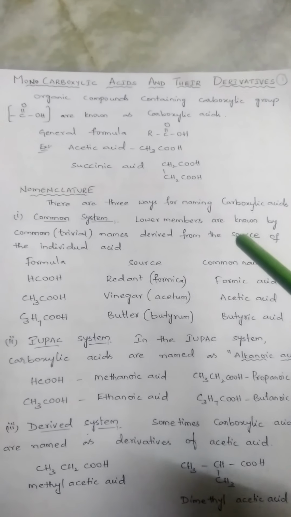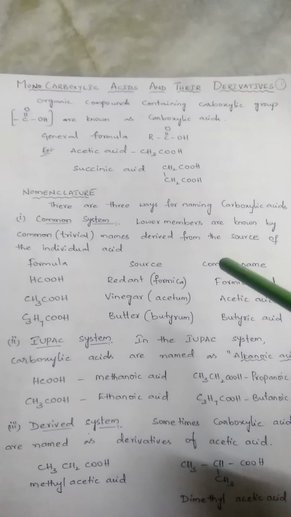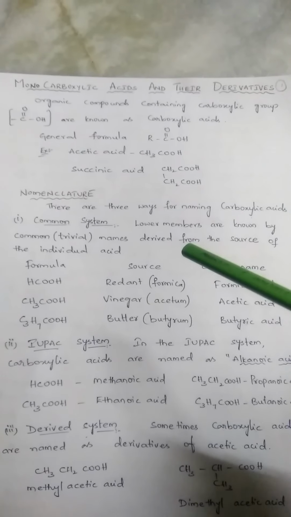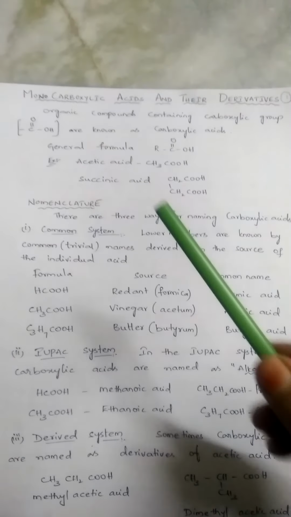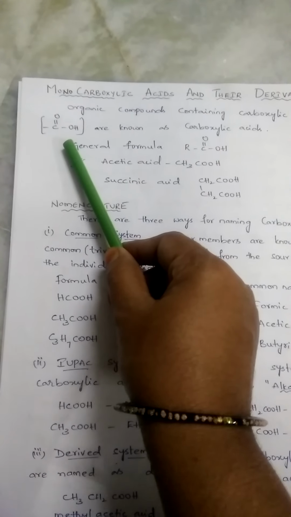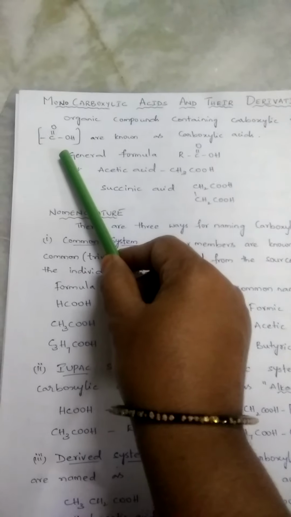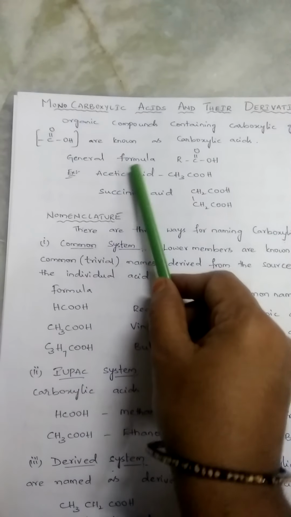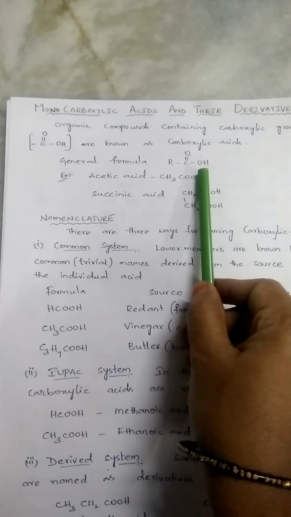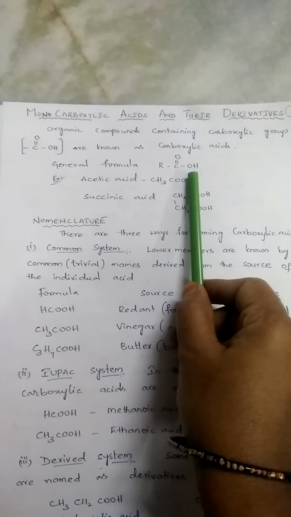Generally, carboxylic acids, from your 10th standard and intermediate also, you know the functional group of carboxylic acid, COOH. The organic compounds which contain this COOH functional group are known as carboxylic acids, isn't it? So the general formula is RCOOH, which is the general formula of carboxylic acids.